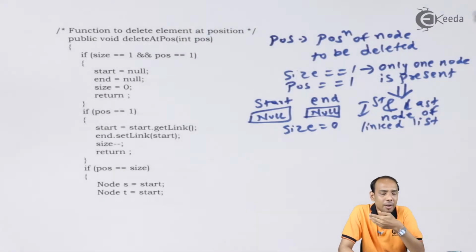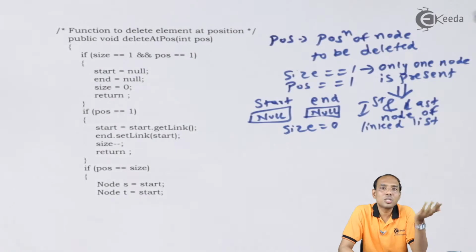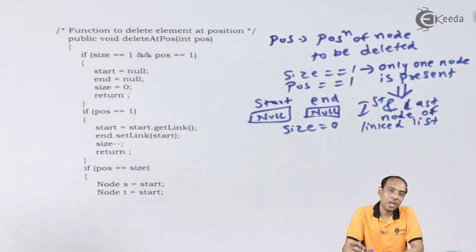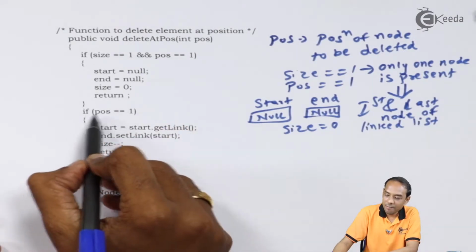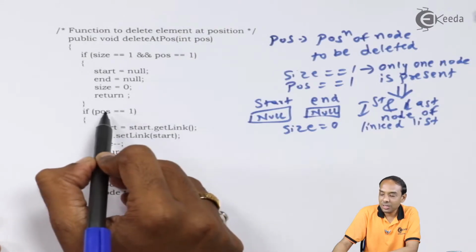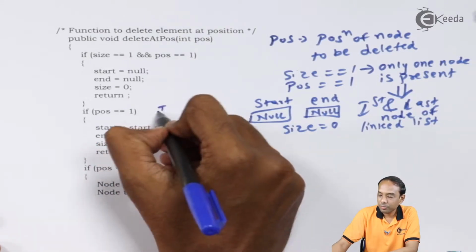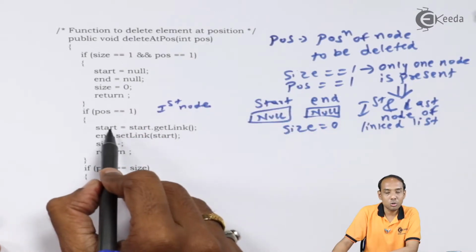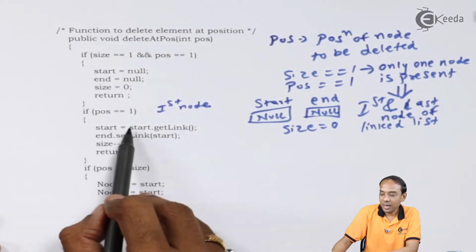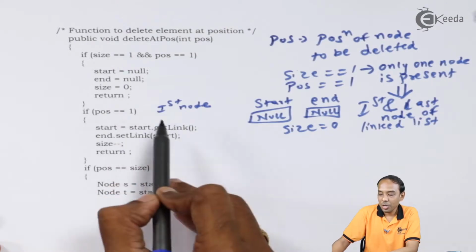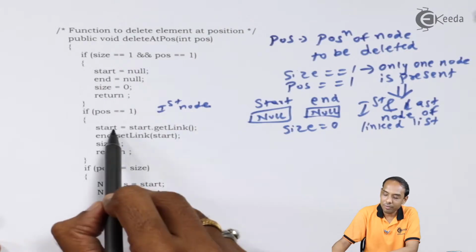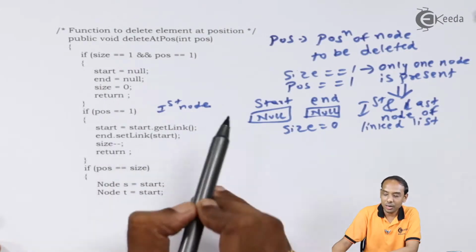Now what if there are many nodes, that is two or three nodes, but I want to delete the first position node? In that case, I'm going to check if position equal to 1. It means I'm going to delete the first node. What I'm going to do is start equal to start dot getLink. Using the getLink function, I get the next value of start, and that will be transferred to start.